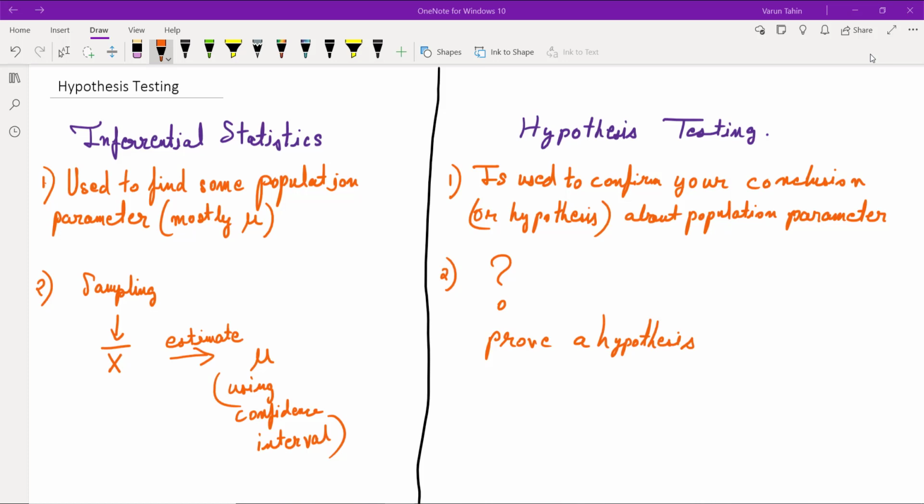And hypothesis testing, we yet do not know the process, but we know that it is used to confirm your conclusion or hypothesis about the population parameter. So through hypothesis testing, you can determine whether there is enough evidence to conclude if the hypothesis about the population parameter is true or not.